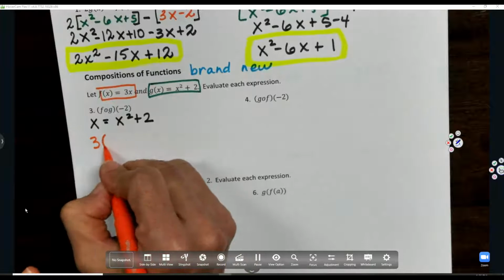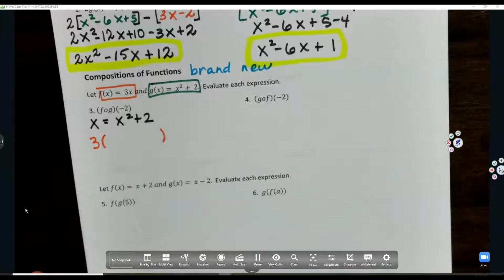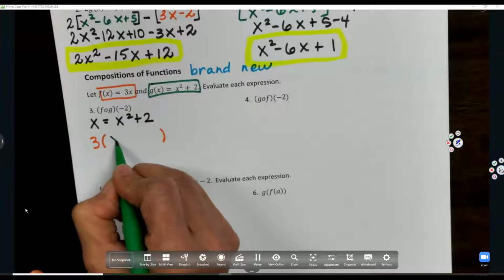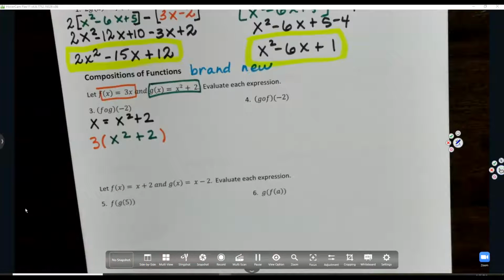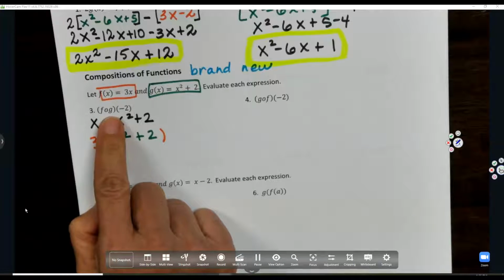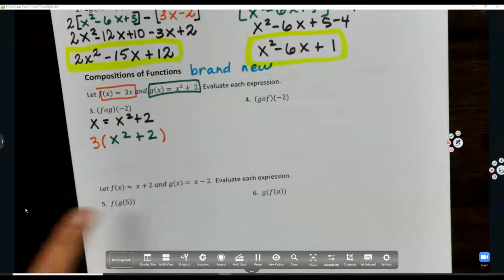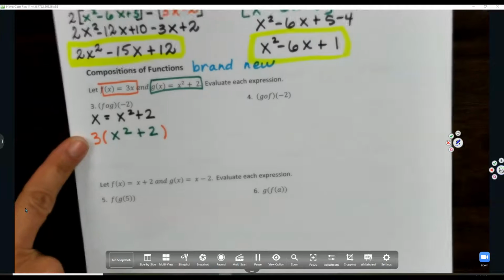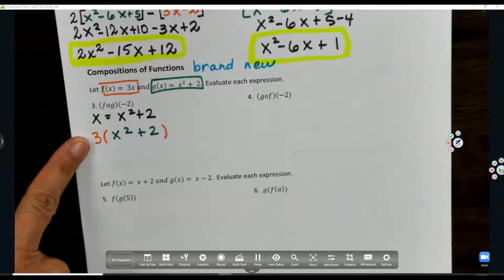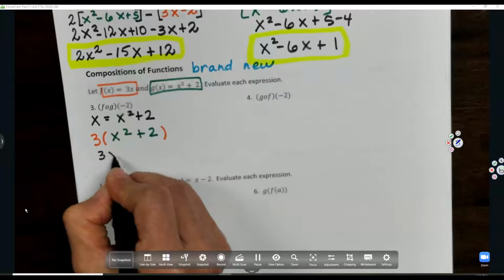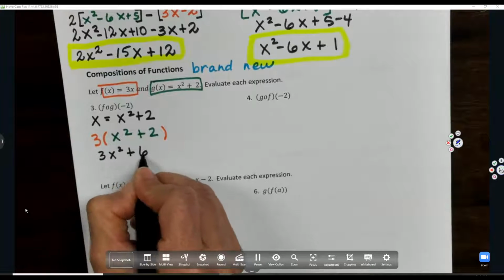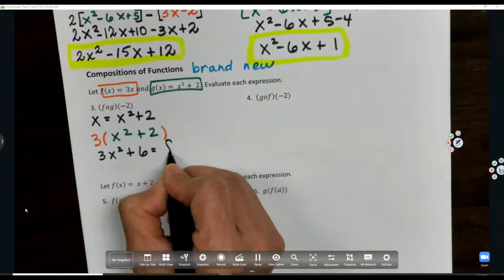So I'm going to open parentheses, and I'm going to put in g of x. That's this first piece, that weird thing that looks like fog. It's not fog. It's that right there. We put in g for the x value in the other equation. And then all we can do here, y'all, is just distribute. So let's distribute. So this is going to be 3x squared plus 6. And remember, that's f of g.